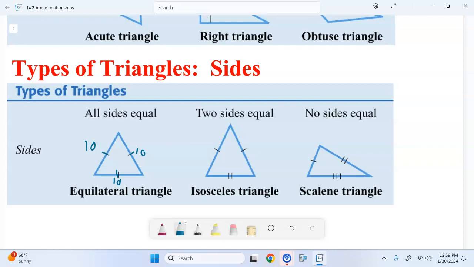Isosceles, two sides are congruent, and then you can identify those if the numbers aren't given by the tick marks. If I know that this side is 10 and this side is 8, what's the measure of my third side? 10, because it's going to be congruent to the other one with one tick mark. And then scalene. No sides are equal. They'll all be different lengths. They all have different tick marks.